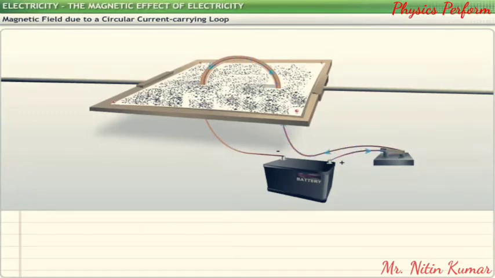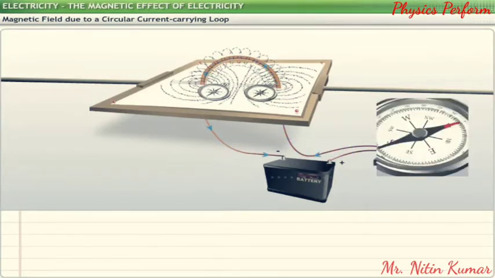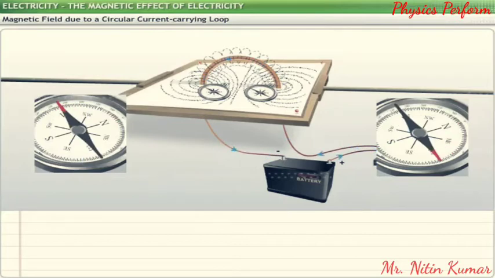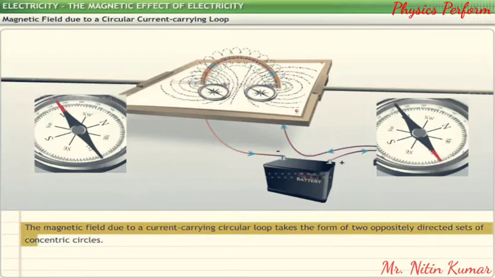When current passes through the loop, the iron filings arrange themselves in two sets of concentric circles on the cardboard. Further, if you place two compasses on each set of concentric circles, you will notice that the needles point in opposite directions. This shows that the magnetic field due to a current-carrying circular loop takes the form of two oppositely directed sets of concentric circles.